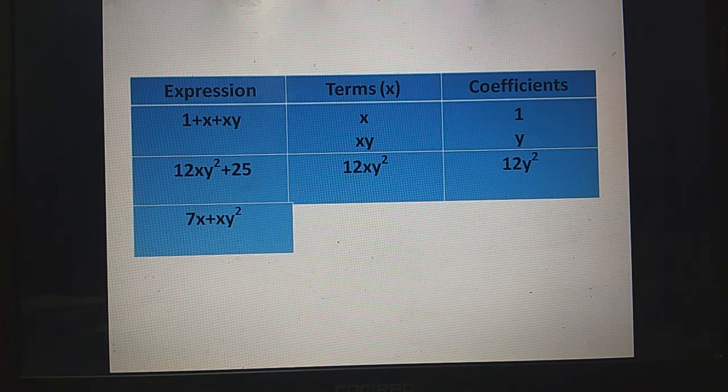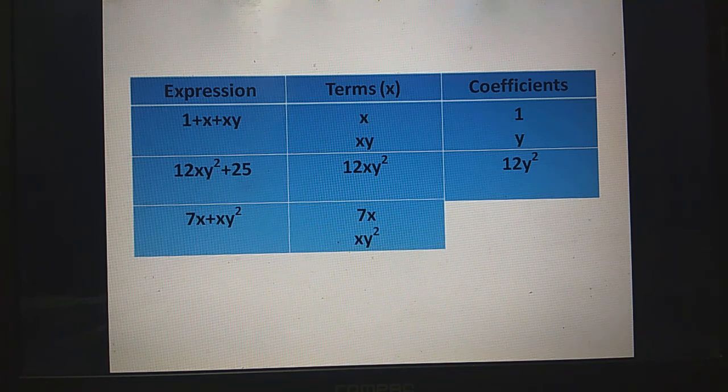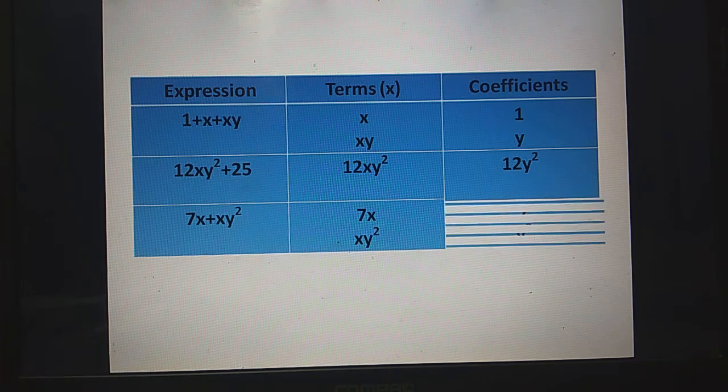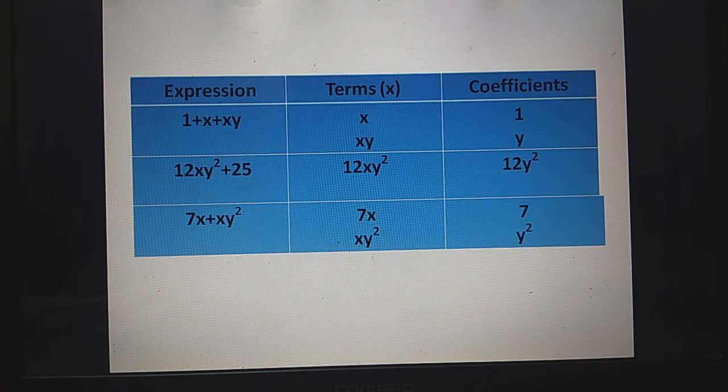Your next expression is 7x plus xy square. Both the terms are having x. So we'll consider both the terms. Now in the first one, leave x, you will get 7. In the second one, leave x, you will get y squared.